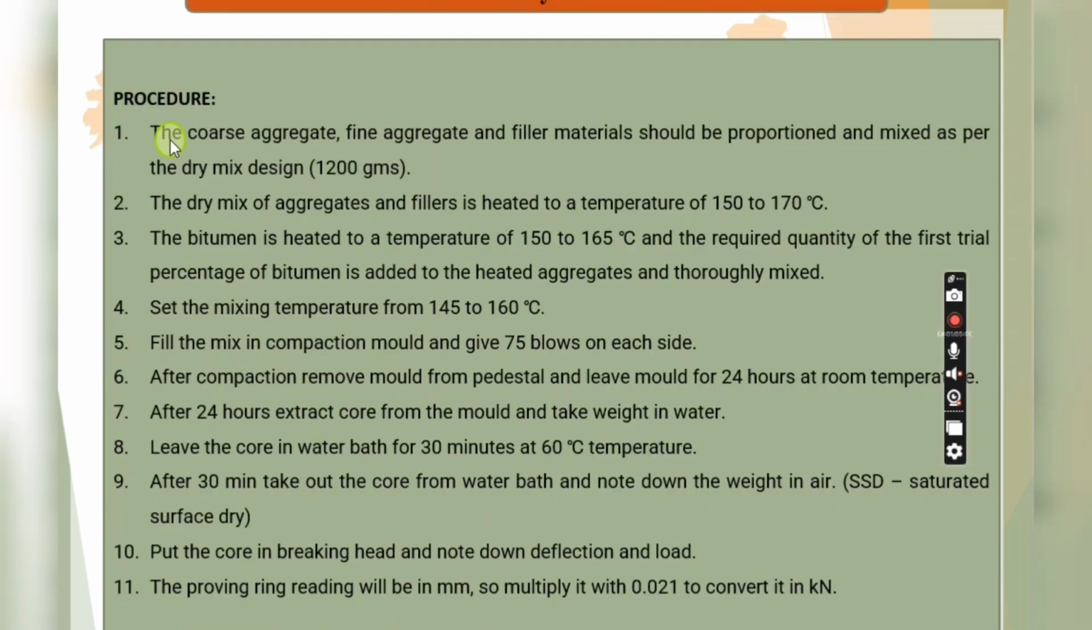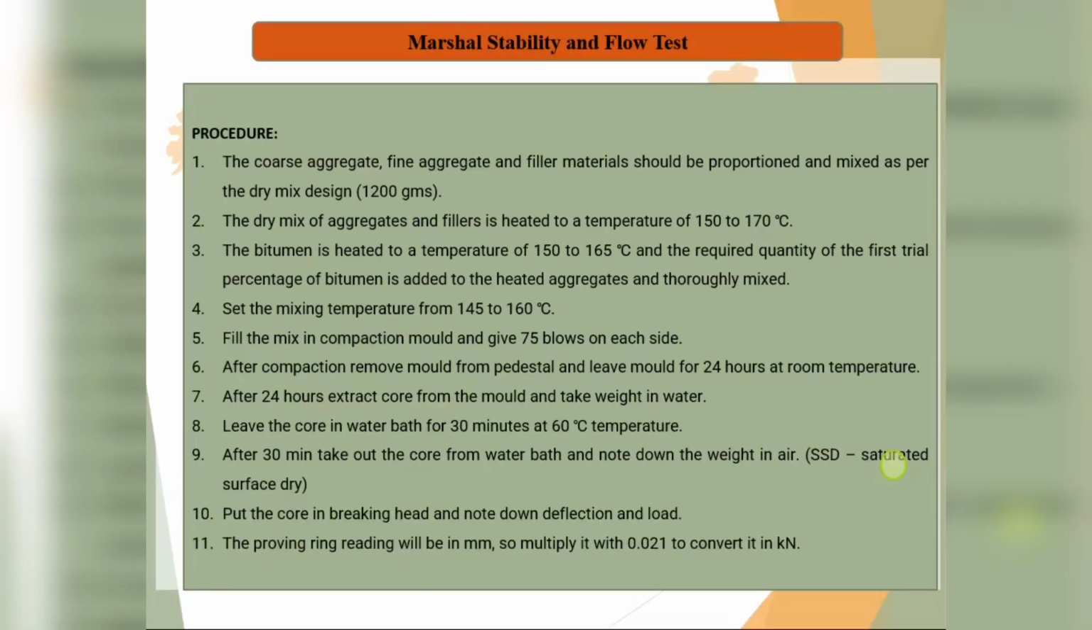So here is the procedure. Procedure is basically that initially we prepare our mold with a dry sample of 1200 grams, and then we mix in the bituminous material, which is initially heated to a temperature of 150 to 165. The mixing temperature is 145 to 160, and then fill the mold.